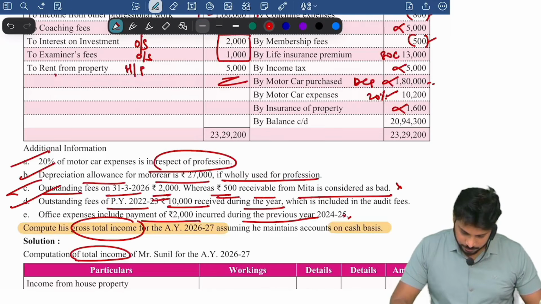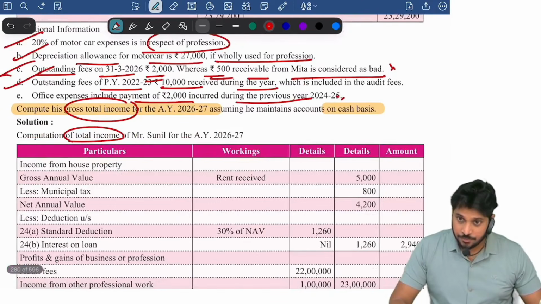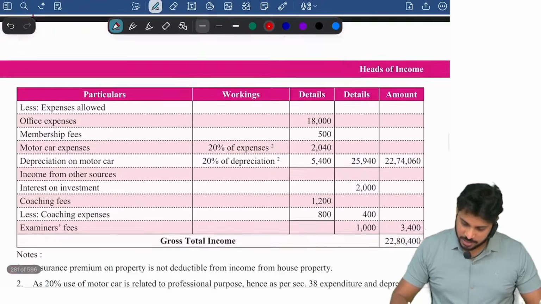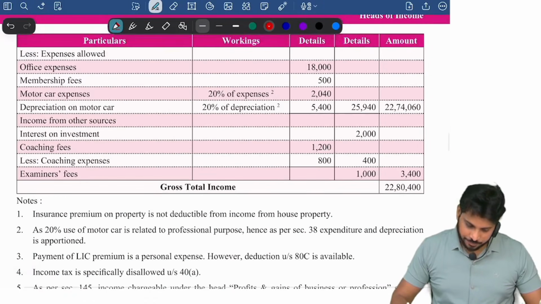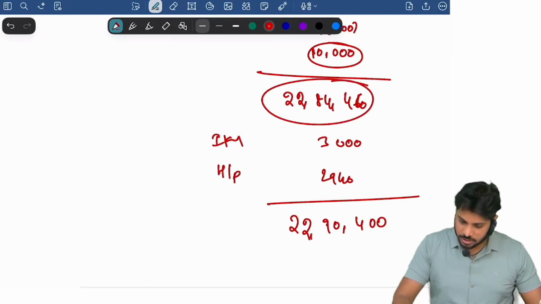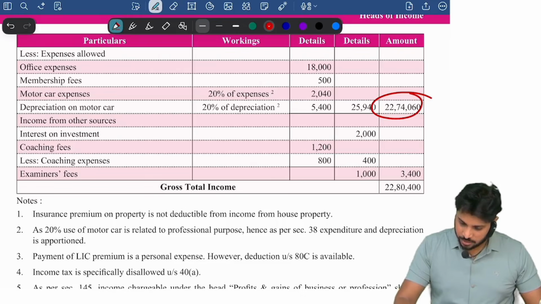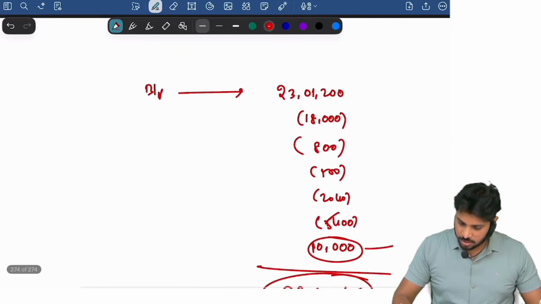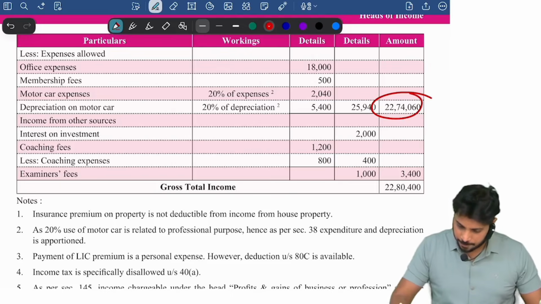You see? That's wrong, no? House property is correct. PGBP income, how much PGBP? 22 lakh 74,460. Correct? 22 lakh 74,460. This 10,000 only they are getting wrong. Some 400 also is there as a difference.